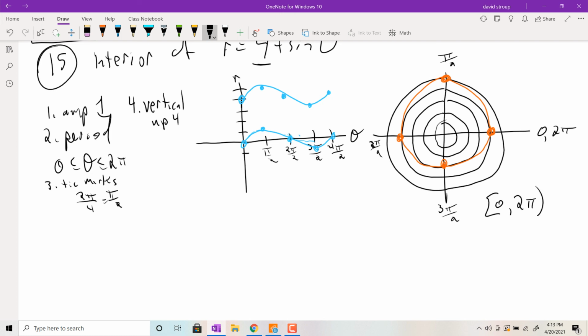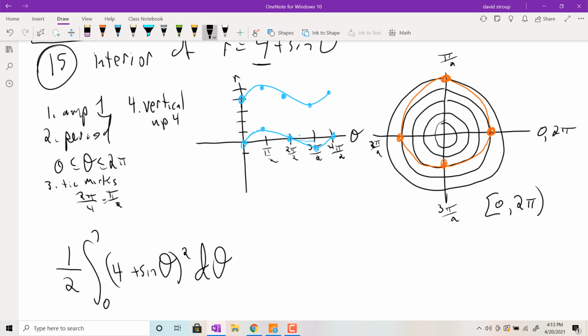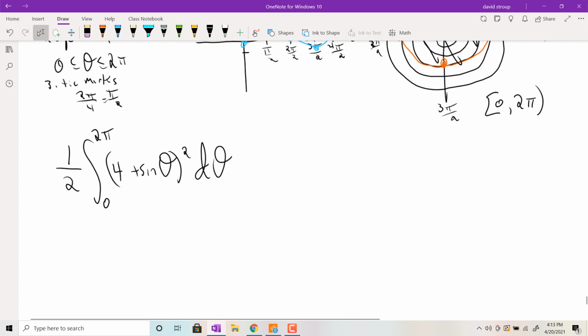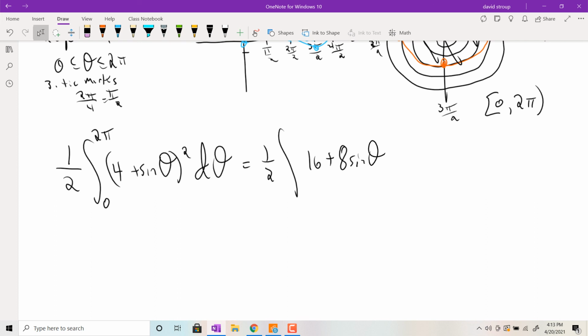And then the formula for the area is 1/2 the integral of r squared. R is 4 plus sine theta in this case. Then I have to square that, d theta, and I'm integrating all the way around to get all of the interior. Okay, so I need to FOIL this. So I have 1/2 integral of 16 plus 8 sine theta plus sine squared theta d theta, 0 to 2 pi.